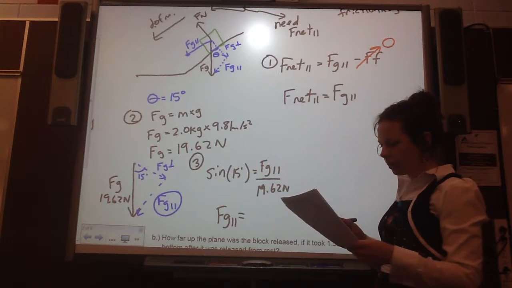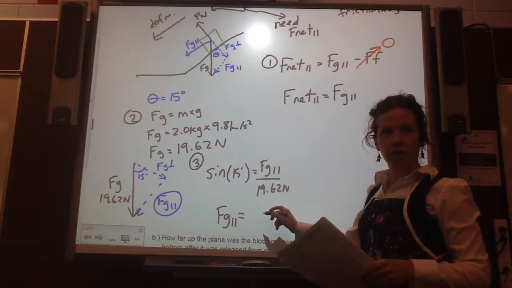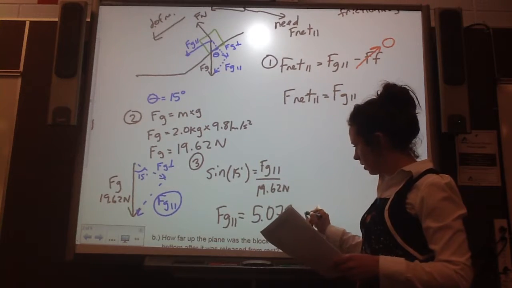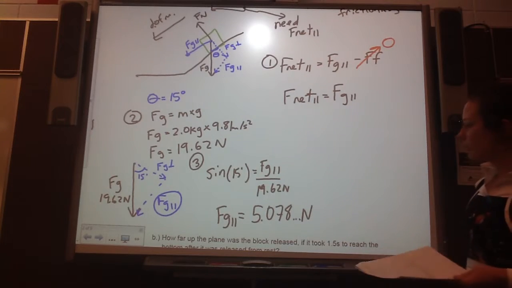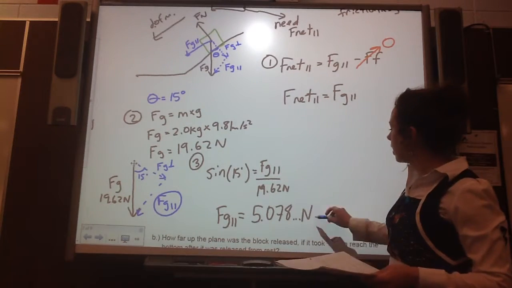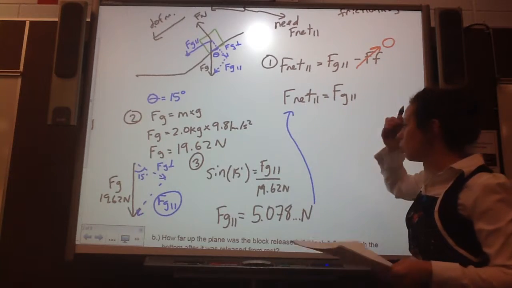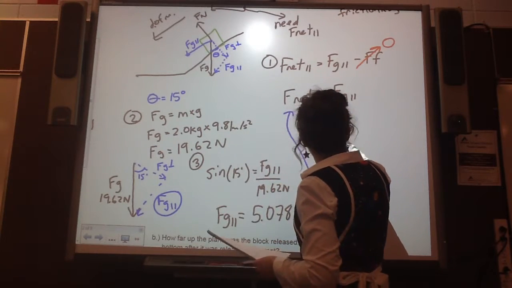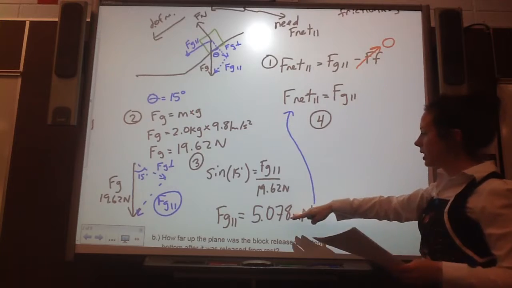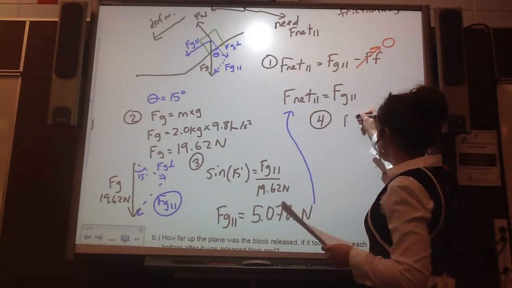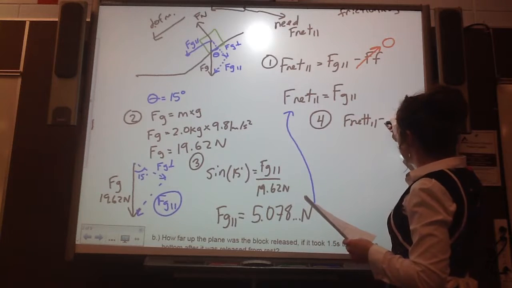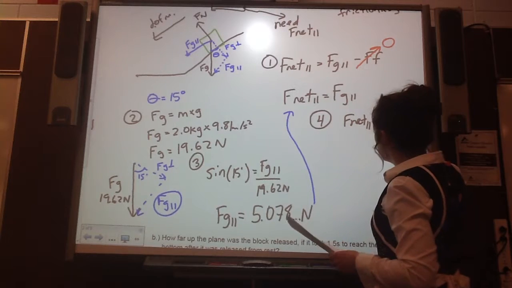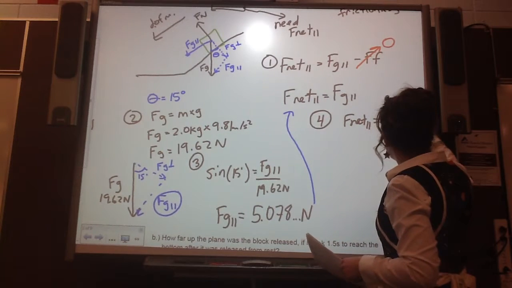So Fg parallel, what'd you get? 5.078 newtons. Good. Okay. So now that I have my Fg parallel, I can go back to what I had set up originally. So now this is step 4. If Fnet is equal to Fg parallel, then I can just say Fnet parallel is equal to 5.078 newtons.